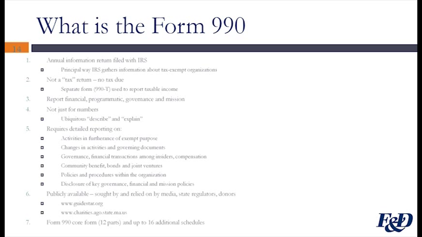The 990 changed a few years ago, and it's really gotten more intrusive in terms of the organization's activities in furtherance of their exempt purpose, the changes in their activities and governing documents, their governance structure and financial transactions amongst the governing body, as well as compensation of the organization's key executives and key employees. The community benefit of the organization, again going back to that concept of charity care. Policies and procedures within the organization, whether there's a whistleblower policy, compensation review policy, conflict of interest policy, etc., whether or not they have those key policies and procedures in place.